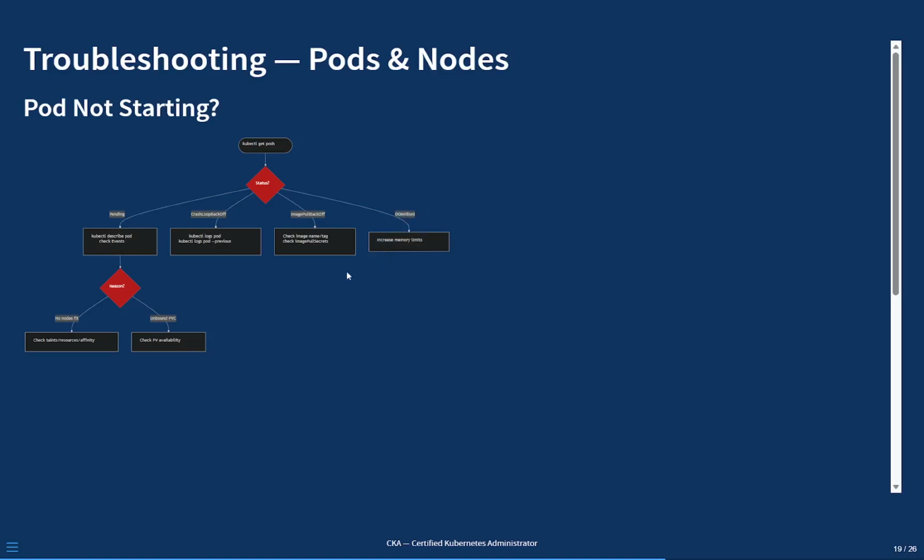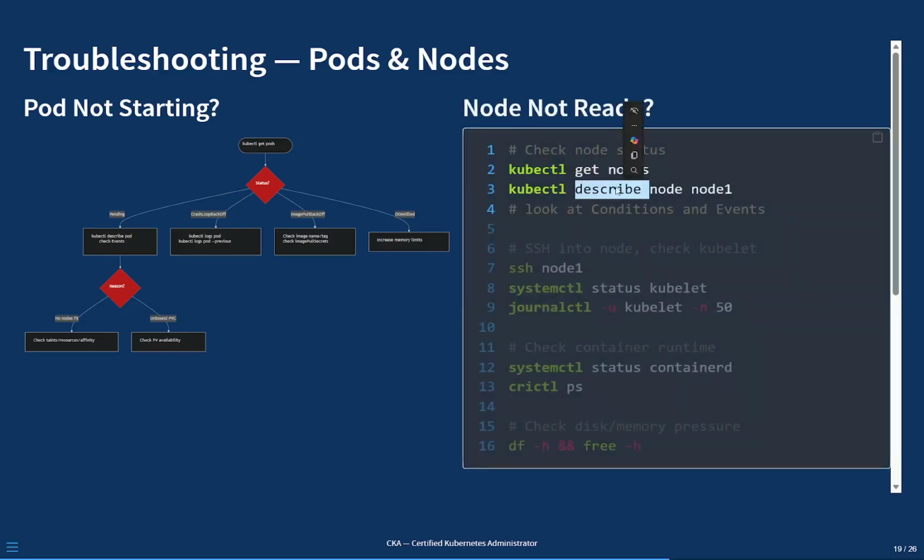Click. For a NotReady node scenario, SSH onto the node and check systemctl status kubelet. Then check the systemd journal with journalctl -u kubelet. Look for errors about the container runtime, disk pressure, or networking.